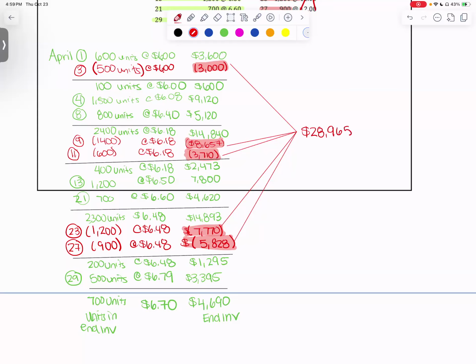See, 28,965 as our cost of goods sold. If we add that to our ending inventory that we calculated, so 4,690 ending inventory, we should arrive at our cost of goods available for sale. If we add those two together, we'll get 33,655, which matches what we calculated before.